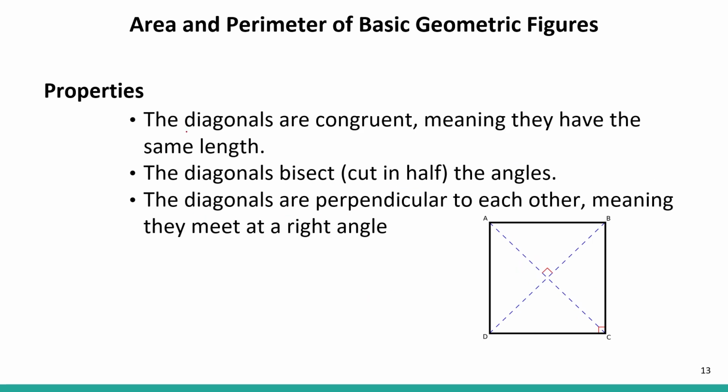Let's go forward and see some other properties. The diagonals are congruent, meaning that they have the same length. So this diagonal and this diagonal have the same length, and the diagonals bisect each other, as in the case of a rectangle, because a square is nothing but a rectangle with an additional property that length is equal to width.